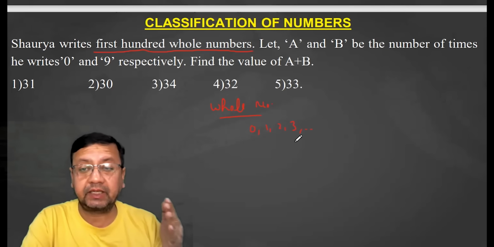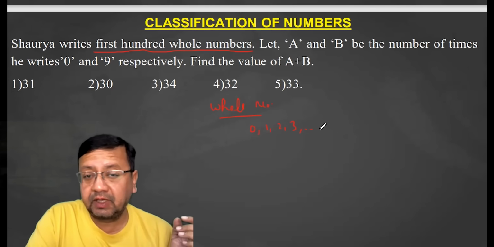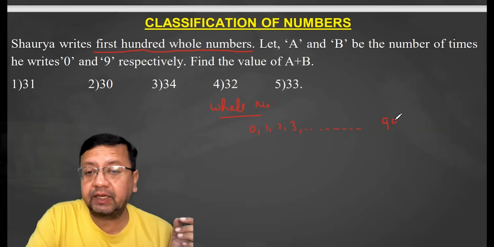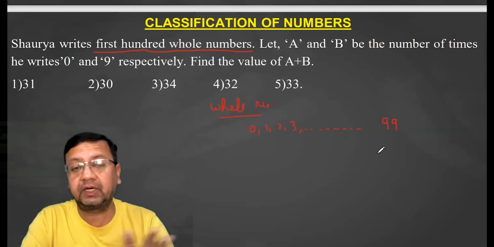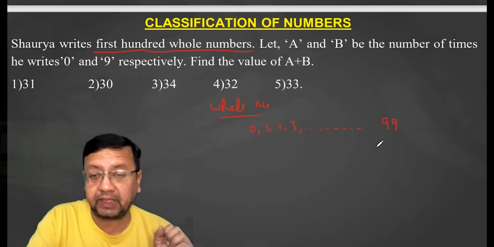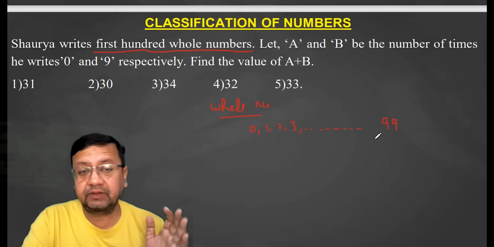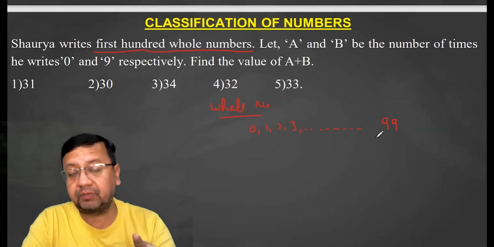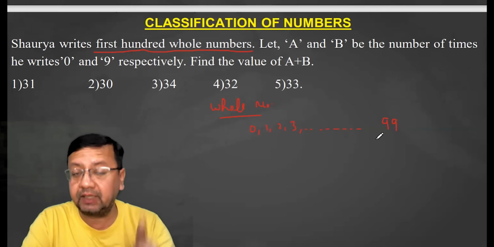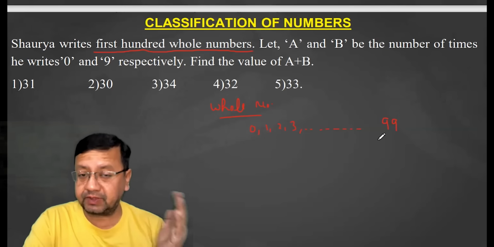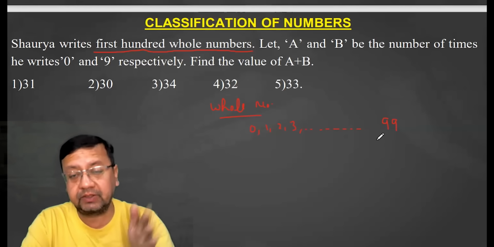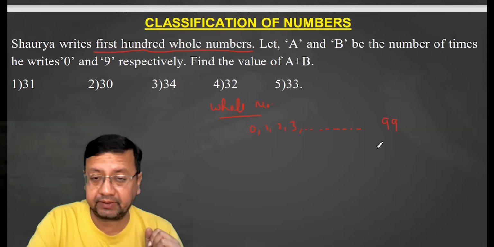And he is writing the first 100 whole numbers. So the counting will go on till what? 99, right? This will not go till 100. This is a very important catch point here, because he is writing the first 100 whole numbers, not whole numbers till 100. So the first number will be 0 and the last, 100th number will be 99, right?